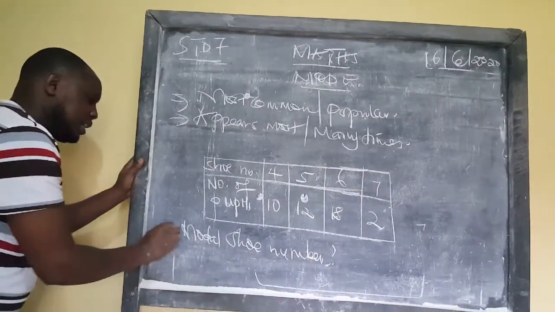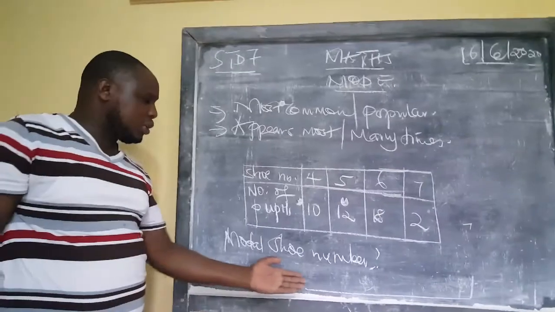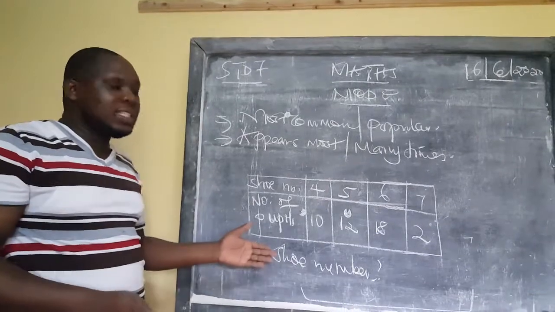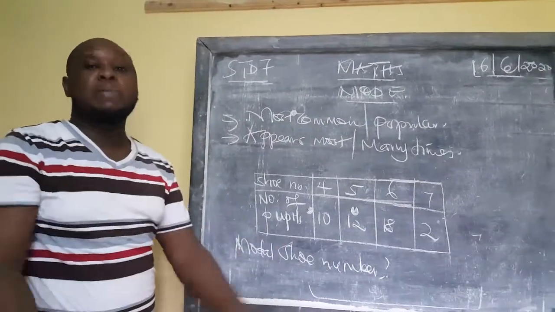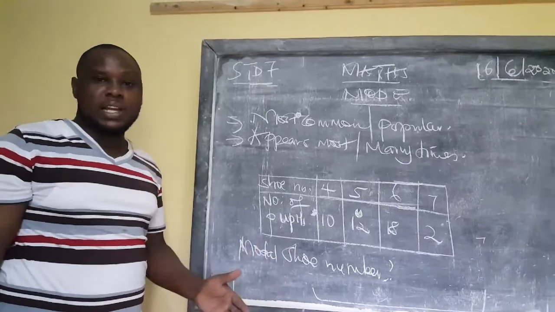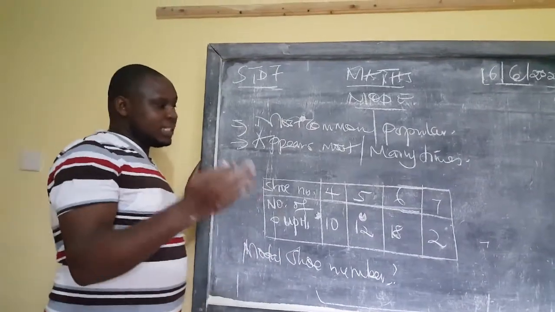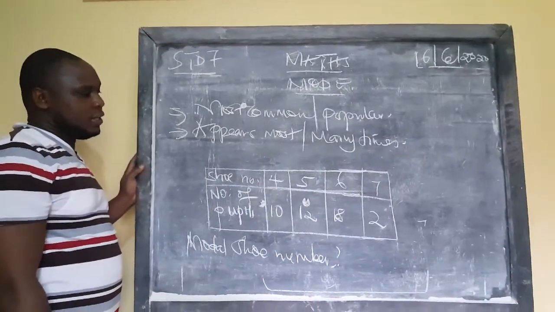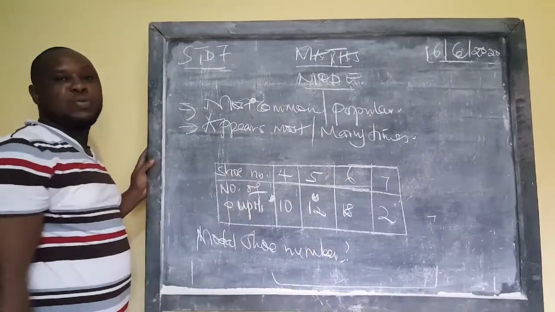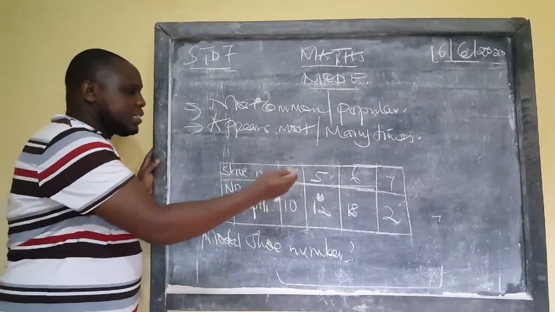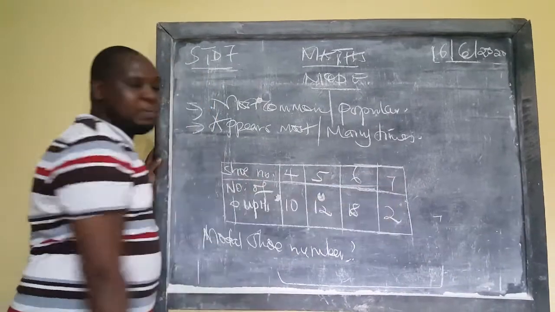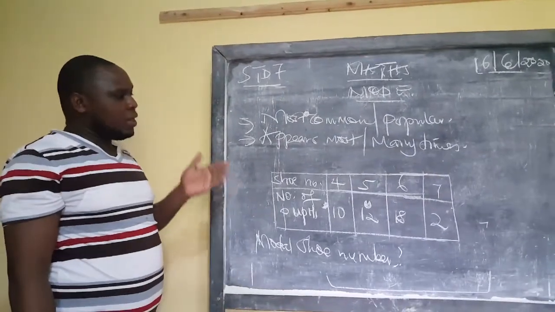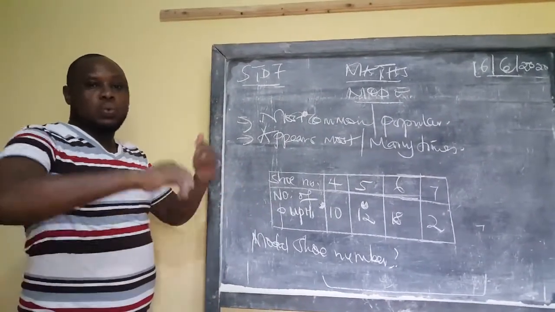Learner, if you are asked this question, the modal shoe number, from the word mode, is the one that appears most. Now in this case, it will be the one that is worn by many people. Many times learners have missed this question because they confuse the shoe number and the number of pupils. They end up writing shoe number 7 as the modal class, which is wrong.